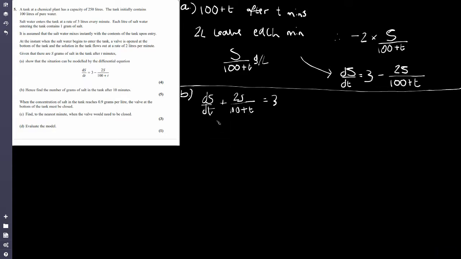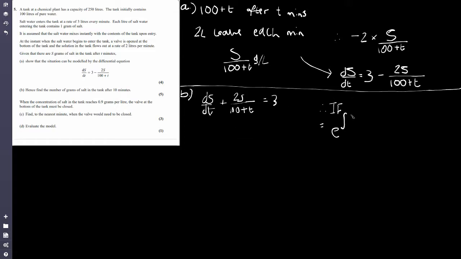So before we work out the integrating factor though, we've just got to double check that the coefficient of the derivative is 1. And of course it is, there's nothing in front of this. So we can jump straight into finding the integrating factor now. For this one, it's going to be e to the integral of the 2 over 100 plus t.